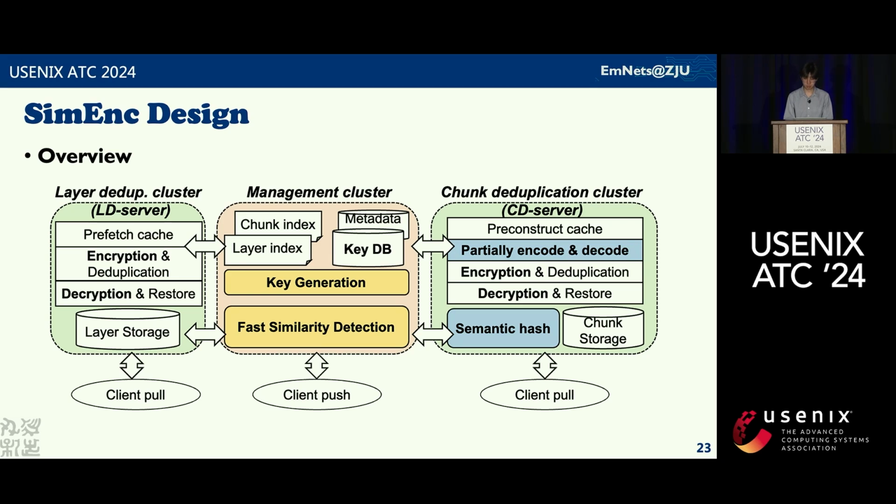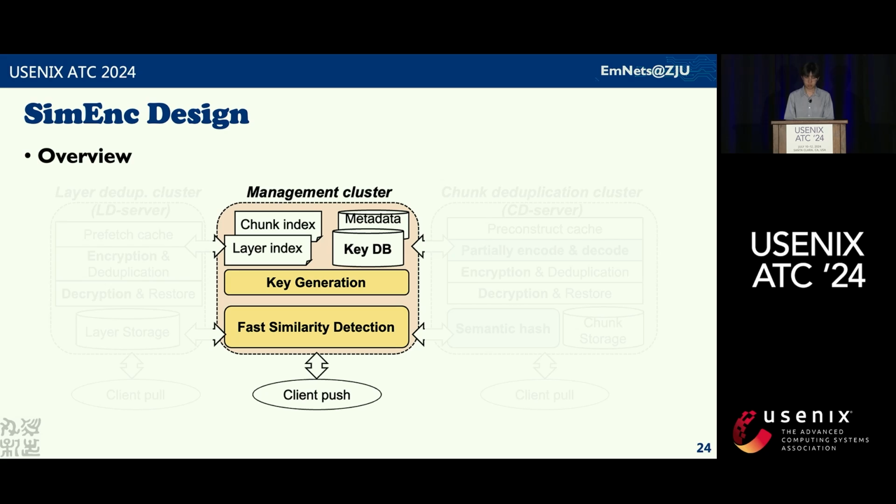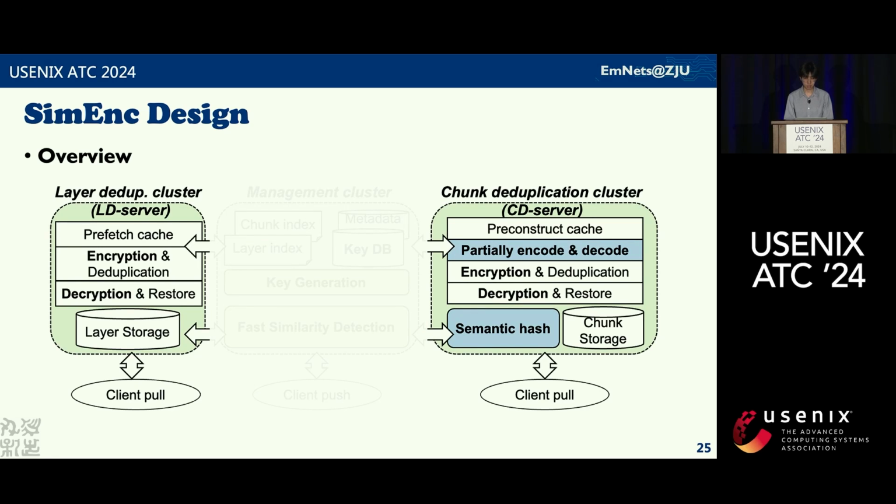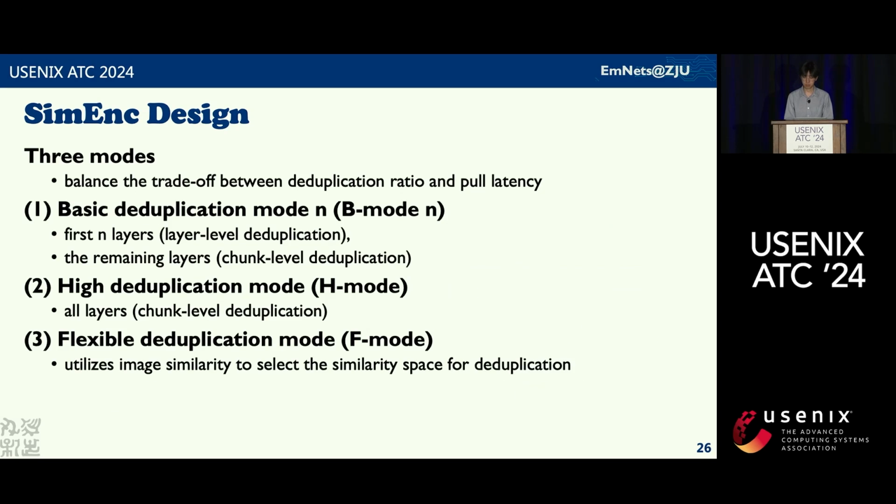So we propose SimEnc, and here is the overview. It has two types of clusters. The management cluster maintains distributed metadata and a key database, and rapidly detects the similarity between clients' pushed layers and existing stored layers. Two storage clusters are responsible for storing images and pulling layers to clients.